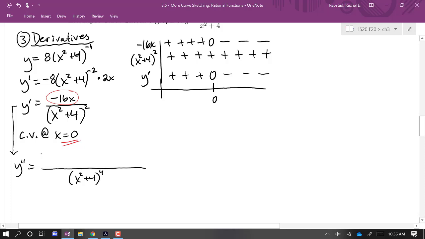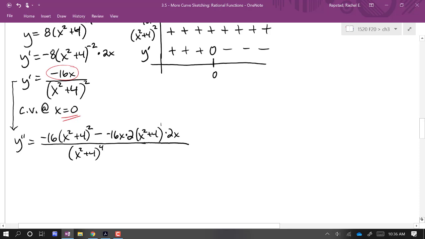On top, I have g times f prime, so that's the denominator times the derivative of the top. The derivative of negative 16x is negative 16. So that's g times f prime minus f, which is negative 16x, times g prime. Taking the derivative of the bottom, I have 2 times x squared plus 4 to the first power times 2x. Now I'm going to simplify this, because that's certainly not anything I'm eager to make a sign chart of right now. We definitely need to do some simplifying.